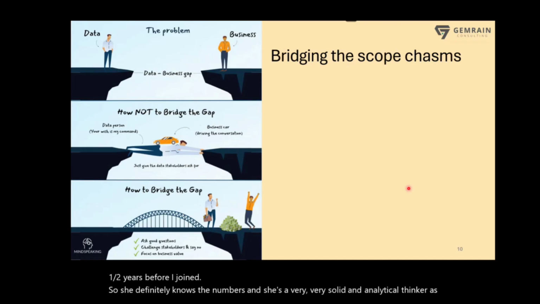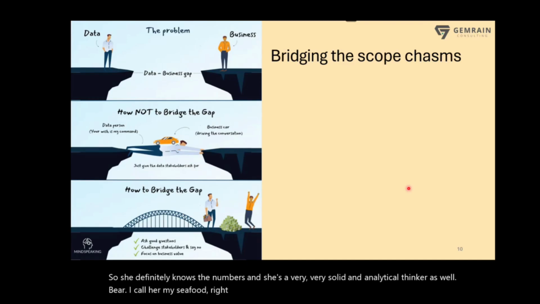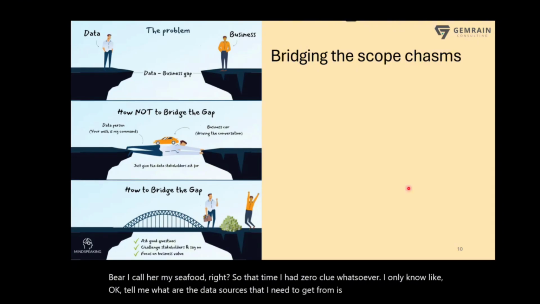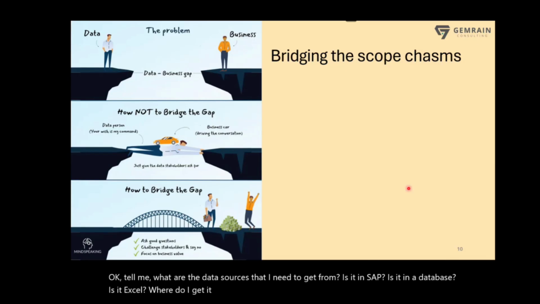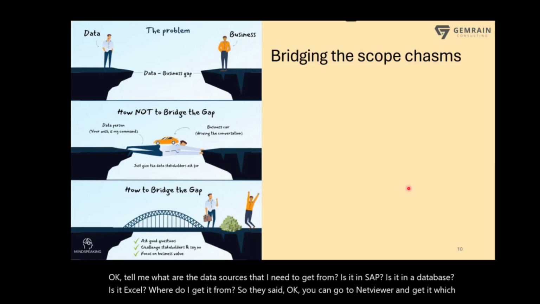There, I call her my Sifu, right? At that time, I had zero clue whatsoever. I only asked, okay, tell me what are the data sources that I need to get from. Is it in SAP? Is it in a database? Is it Excel? Where do I get it from? So they said, okay, you can go to NetWeaver and get it, which is an OLAP version of SAP.